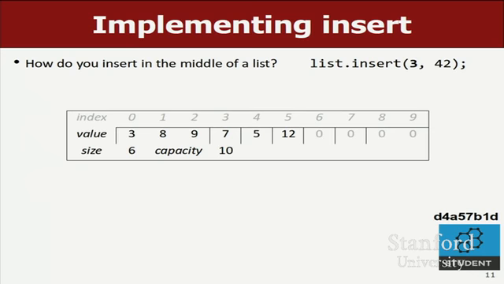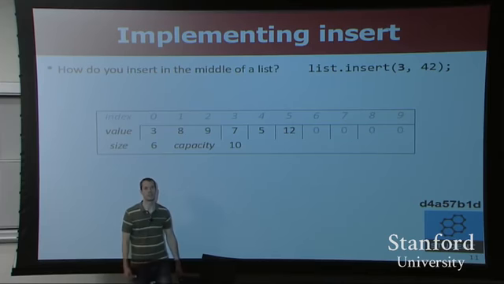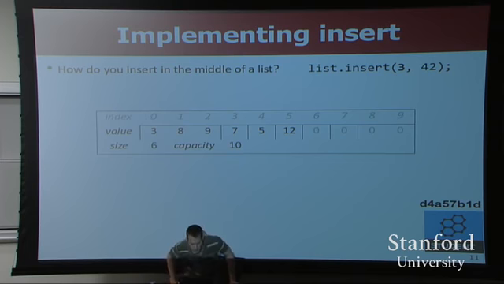Yes? The elements on the right half of the array have to be shifted over by one index, incremented one index. Yeah, you're totally right. I have to slide over the elements to make room for the new one to be inserted at index 3. And then I just put it there, and I increase the size, and then I'll be good. Yeah, that's what I need to do.